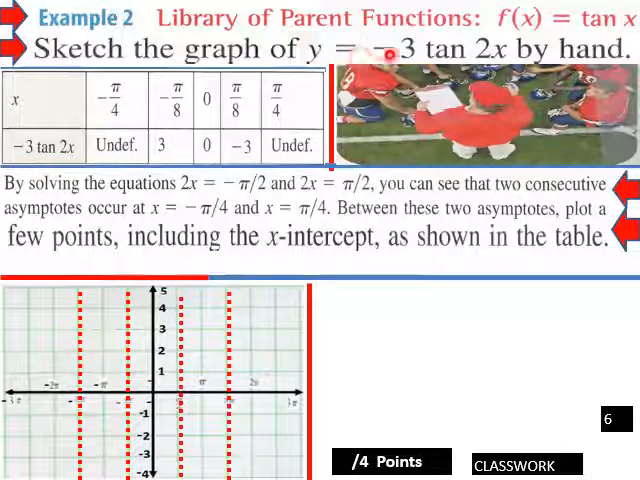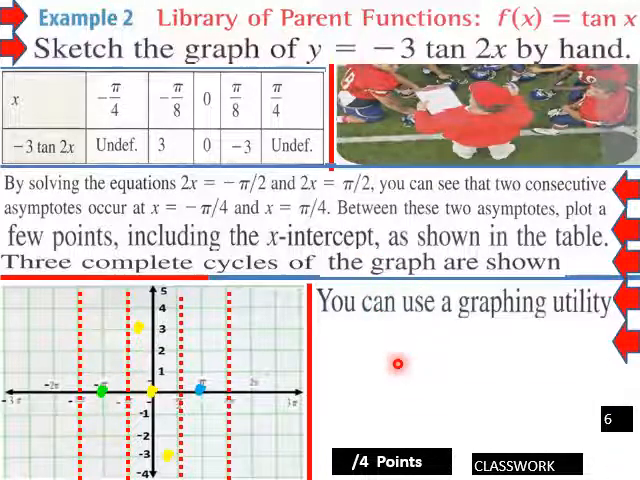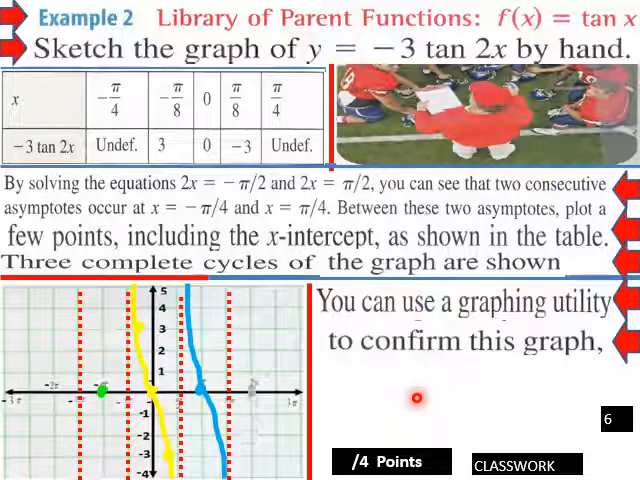Between these two asymptotes, plot a few points, including the x-intercept. Here is your table for this function. And here are your plots to sketch in your function, including the x-intercept shown in the table. Three complete cycles of the graph are shown. You can use a graphing calculator, and it should look something like that. Now you're falling from left to right because of this negative 3 here, negative 3 tan. That also gives you kind of the slope here.